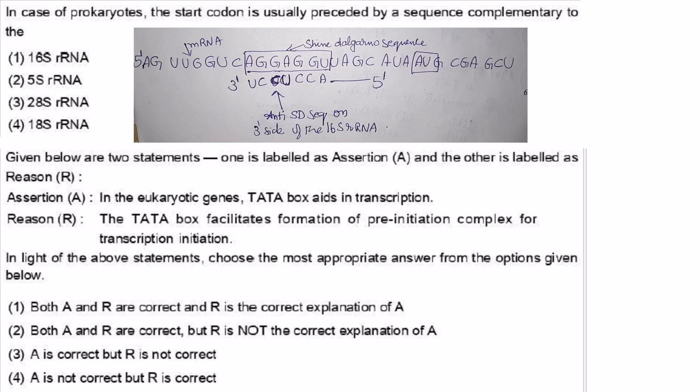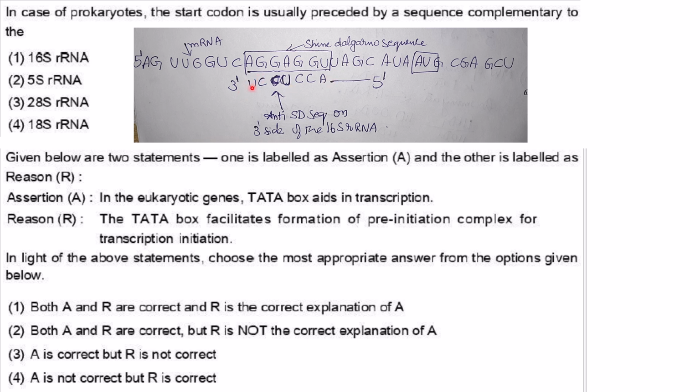Then next one. In case of prokaryotes, the start codon is usually preceded by a sequence complementary to the... So this is your mRNA 5' to 3' direction. This is your start codon. It is preceded by a Shine-Dalgarno sequence, and this Shine-Dalgarno sequence is complementary to the 16S rRNA sequence on the 3' side.